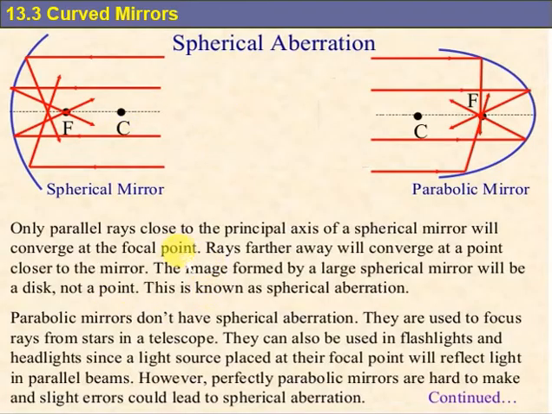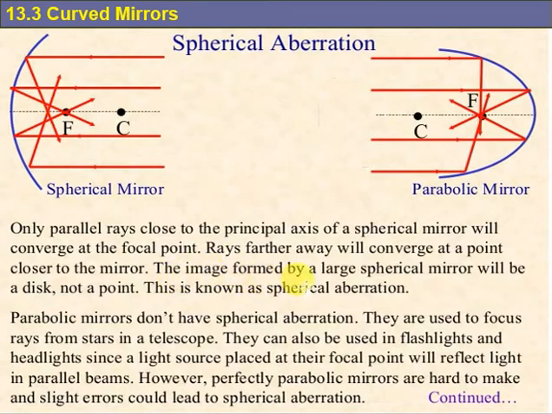So here again, this is a spherical mirror and this is a parabolic mirror. See how in the spherical mirror, the rays that are far from the principal axis intersect here, but the rays that are near intersect elsewhere. In the parabolic mirror, all the rays, near and far, intersect at the focal point. Only parallel rays close to the principal axis of a spherical mirror will converge at the focal point. Rays farther away will converge at a point closer to the mirror.